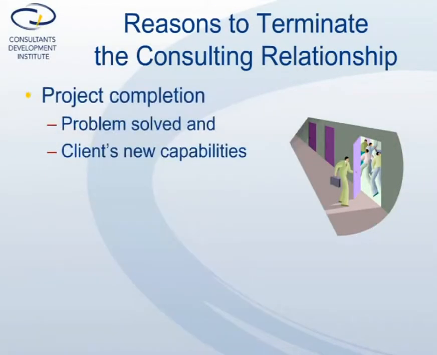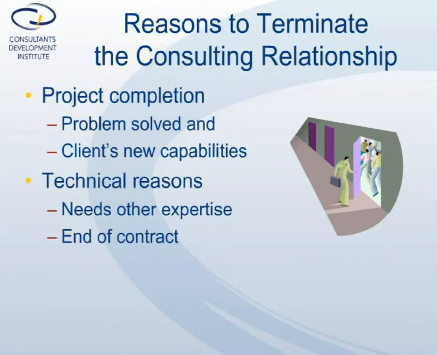The first reason to terminate is that the project was satisfactorily completed. And that means that you and your client have concluded that the project was successful per the definition of success that you both agreed on earlier. Hopefully, the both of you also concluded that your client gained sufficient learning to accomplish that success themselves in the future. Another reason is what we'll refer to as technical.